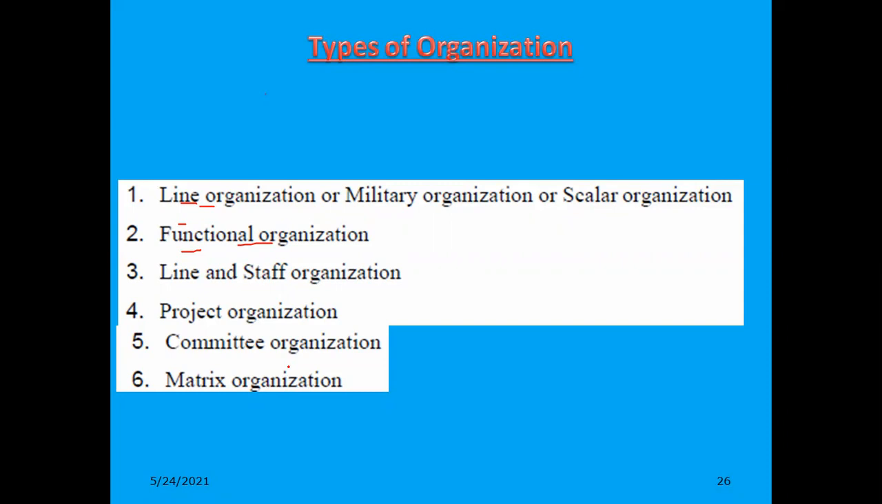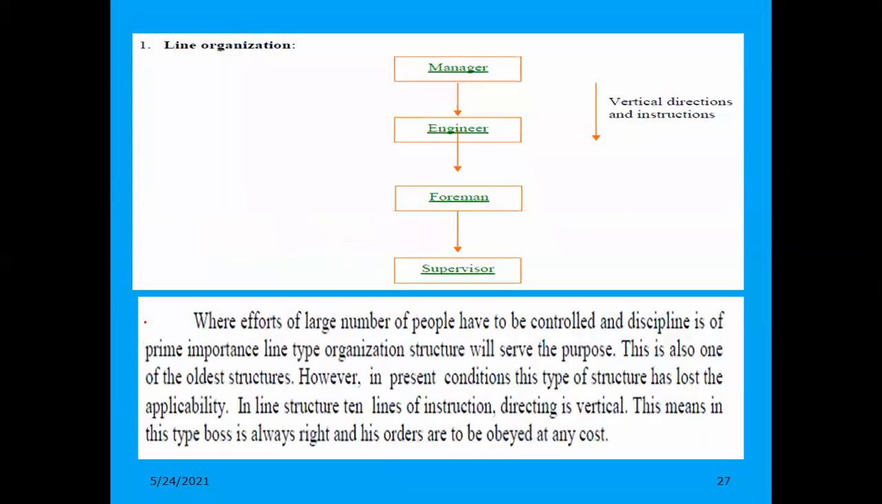Because in the BTech level మళ్ళీ ఇవన్నీ మీరు మొదటి నుంచి చదవాలి: line organization, functional organization, line and staff, project, committee or matrix, so that you can remember something and score marks and you will be attentive in the class. Next, line organization or military organization, functional organization, matrix organization. So we'll see one by one in detail.